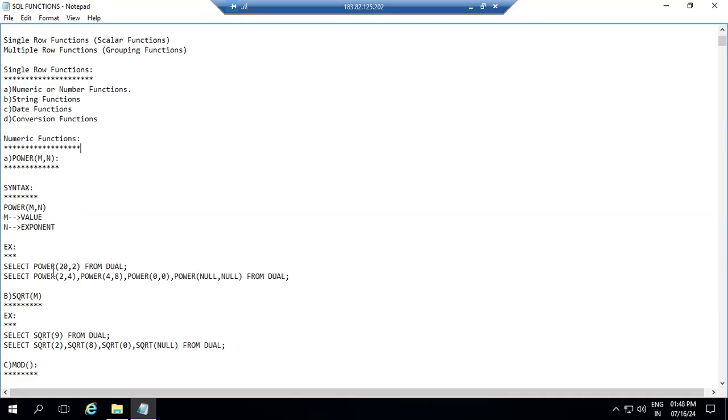As I told, whenever we use a single-row function, it returns a single row or a group of values. So we write a select statement like SELECT POWER(20, 2) FROM dual. Functions are also used to perform calculations only, so usually we use the dual table, our dummy table. What will be the output here? Any idea? 400. Okay, we'll just execute.